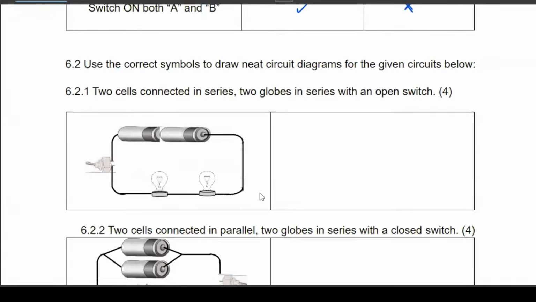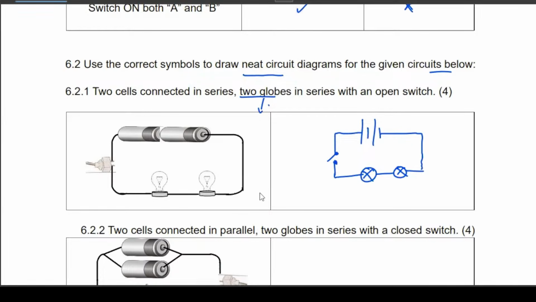Then 6.2, use the correct symbols to draw a neat circuit diagram for the circuits below. So we have two cells that are connected in series, two globes, which are basically the light bulbs, with an open switch. So the two cells, we're going to have to do something like that. Then the connecting wires, we can have our switch somewhere there, and then we can have the bulb. And then there we go for 4 marks. So probably 1, 2, 3, and then the entire circuit, which is 4.